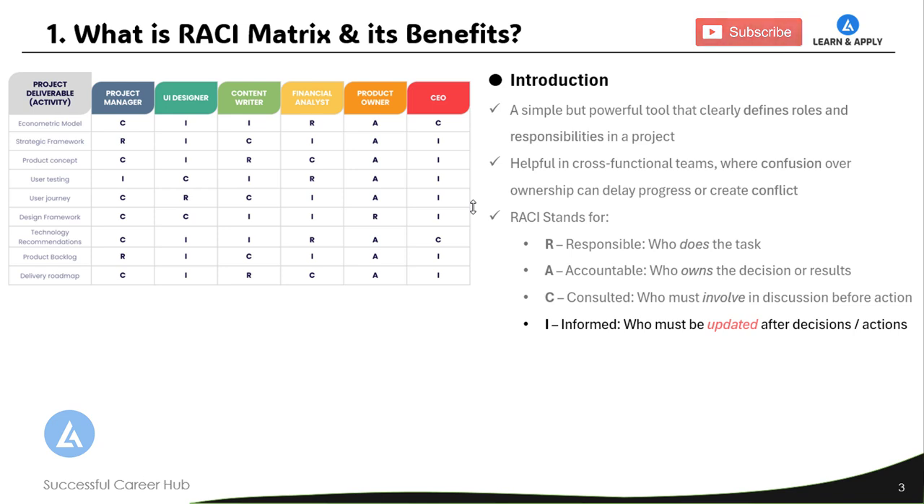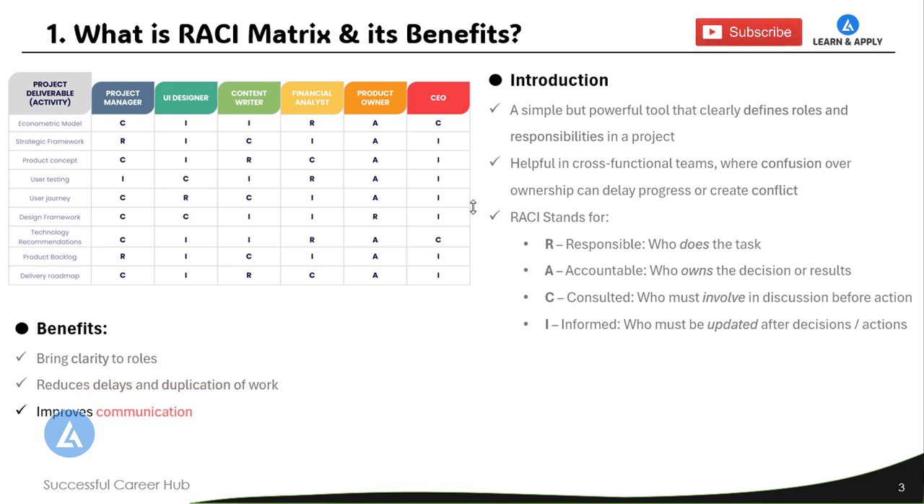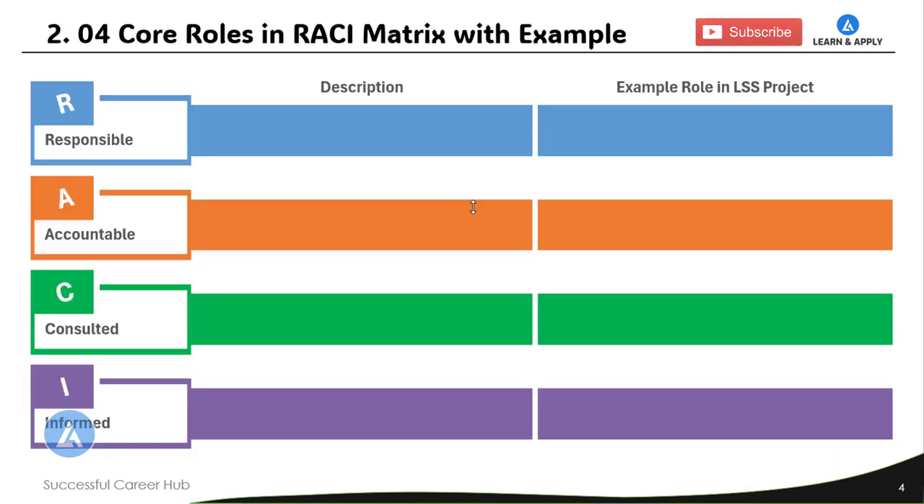Once we know what is RACI matrix, now let's understand what are its benefits. It brings clarity to roles and responsibilities. It reduces delays and duplication of work. At the same time, it also improves the communication between team members. It also boosts accountability and ownership. Thereby, we are going to complete the project or task in the defined timeline. This is an essential tool to complete the entire project or the list of tasks in the defined timeline along with its intended results. Now let's go to the second part, which is four core roles in RACI matrix with example.